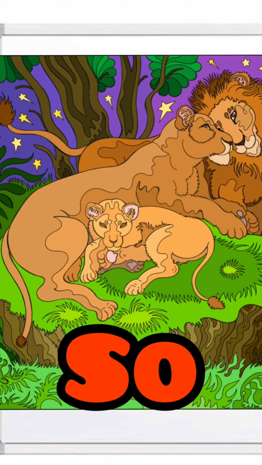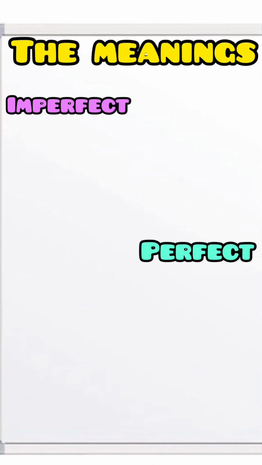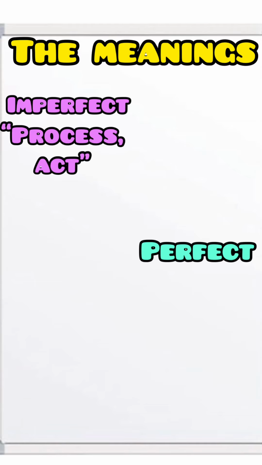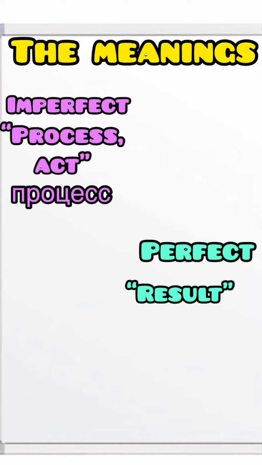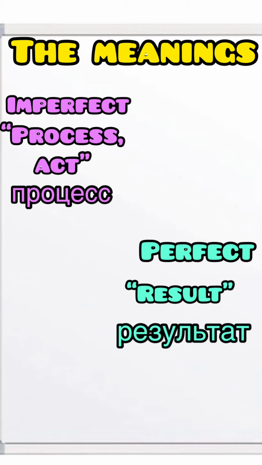So, the meanings of imperfect and perfect types of verbs. The first meaning of imperfect type is process, процесс. And the first meaning of perfect verb is the result, результат. So if we want to speak about the process of activity, we use imperfect verb. If we want to speak about the result, we use perfect verb.